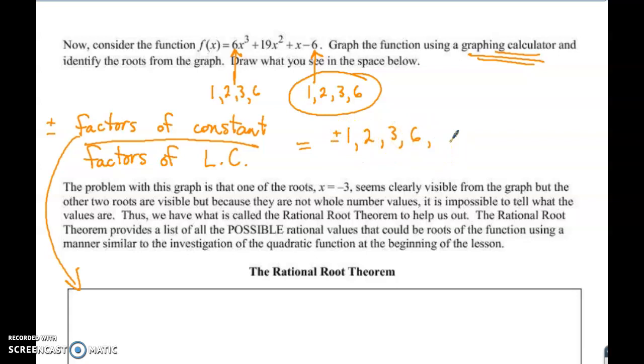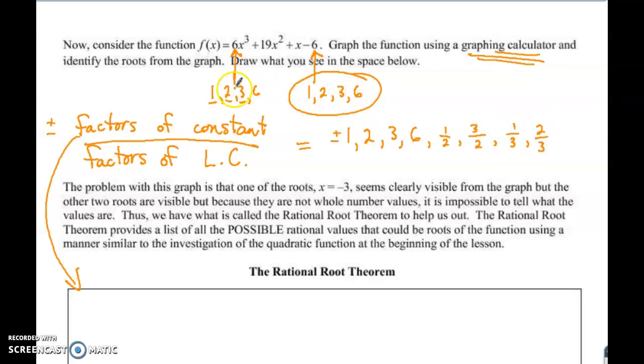Another math teacher might ask you to do more of these. So all of these represent these numbers divided by 1. Well, now we need to take all of these numbers and divide by 2 next. So 1/2. I don't have to write 2 divided by 2 because that equals 1. But I do have to write down plus or minus 3/2. Plus or minus 6/2 is 3. Now I have to divide by 3. Plus or minus 1/3, 2/3.